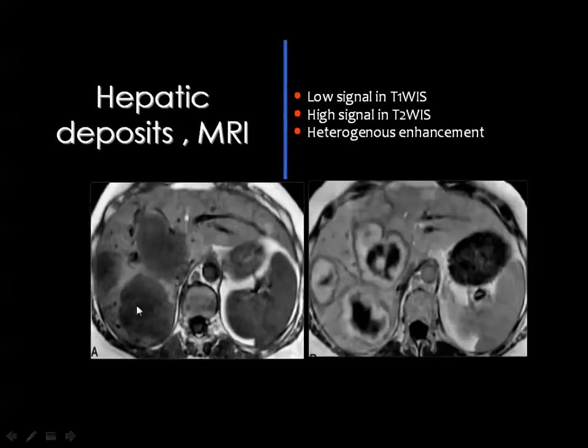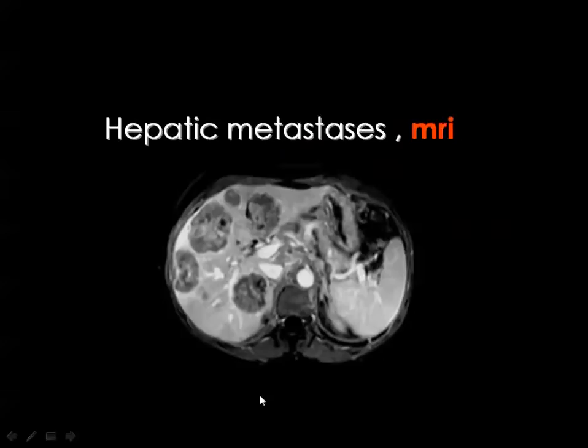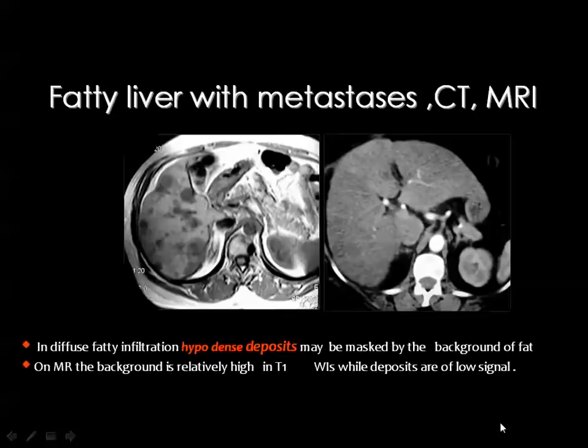And this is MRI T1 and T1 post contrast showing the metastatic deposits with the target sign. Metastasis will show low signal in the T1, high signal in the T2, and heterogeneous post-contrast enhancement. And this is MRI T1 weighted image after contrast injection, and you see multiple focal lesions representing metastatic deposits. And this is the CT scan and MRI.